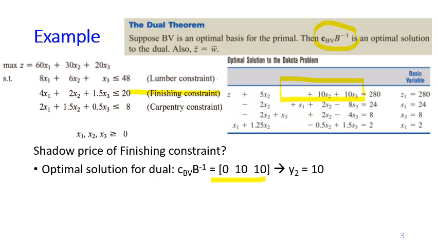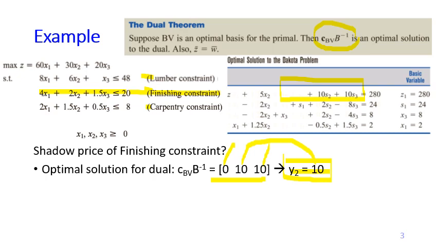Because we have three constraints in the primal, lumber, finishing, carpentry, it means we have three variables in the dual, and the optimal value for the second dual variable is 10. Why are we looking at the second dual variable? Because finishing is the second constraint in the primal. So up to this point, you know that the optimal value for y2 equals 10.